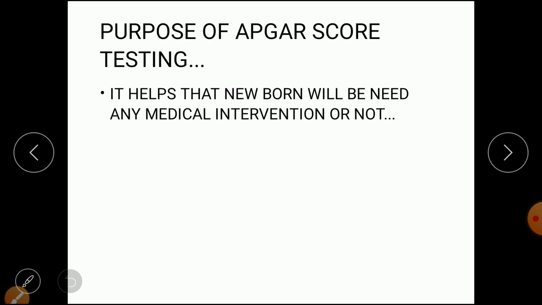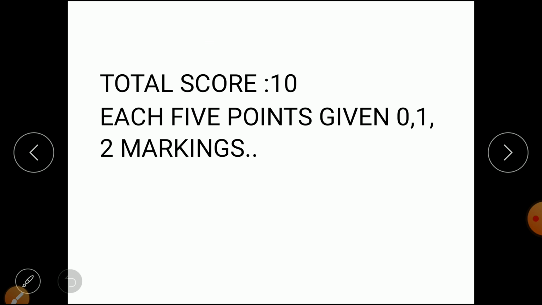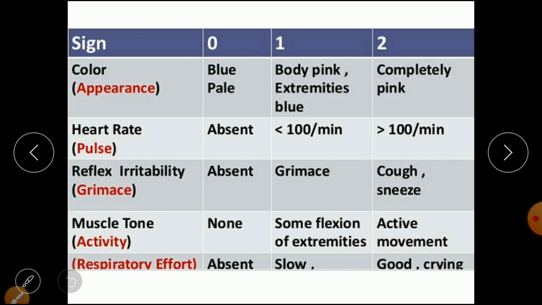What is the purpose of Apgar score testing? It helps determine whether the newborn needs any medical intervention or not, whether the baby is healthy or not. So it is helpful. The total score is 10, and each of the 5 signs is given 0, 1 or 2 points. That means there are 5 signs in total and each sign is given 0, 1 or 2 points.